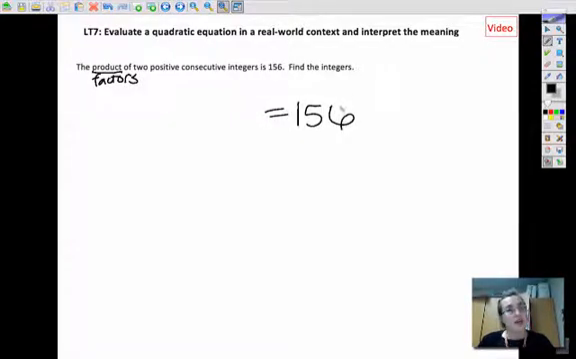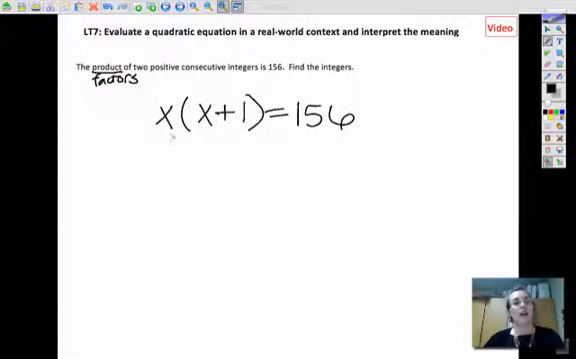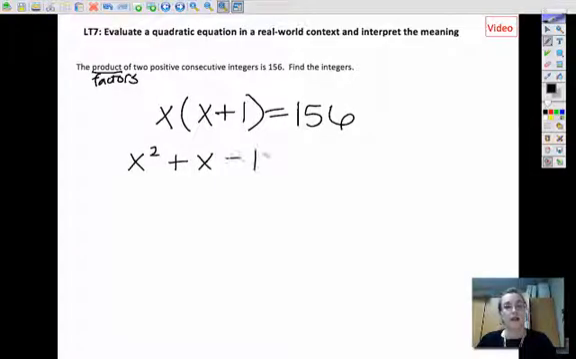I know you might be able to guess and check, but I want to show you how quadratics can help you solve it, okay? So I'm going to use two positive consecutive integers means that if I have the first number x, then I would multiply that by x plus 1. That's going to give me a number and the next consecutive integer. Okay? So what I'm going to end up with is x squared plus x minus 156 equals 0.